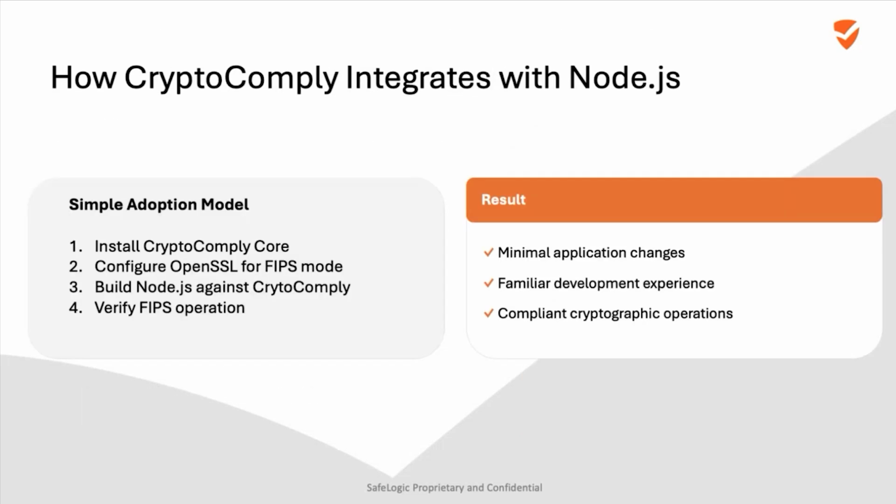How does Node.js adoption work? Well, the good news is that adoption is straightforward. Node already uses OpenSSL, so instead of changing application code, organizations build Node.js against CryptoComply's OpenSSL-compatible implementation. The integration process consists primarily of installing CryptoComply Core, configuring OpenSSL to operate in FIPS mode, building Node against the CryptoComply libraries, and verifying FIPS mode is active.